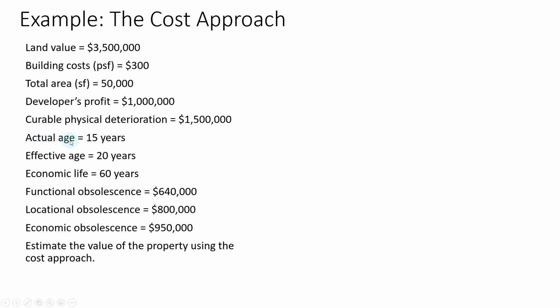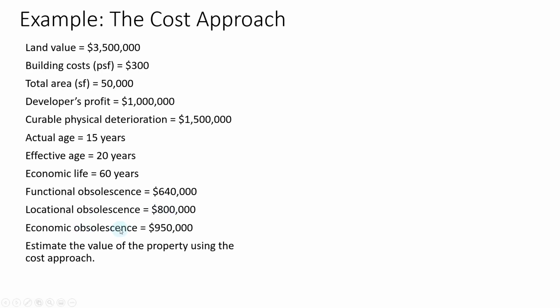Then we have the actual age of the property, which is 15 years, but because of wear and tear, the effective age of the property is 20 years, and the economic life is 60 years. The functional obsolescence is $640,000. This is the measure of the loss in value due to a design that is different from that of a new building constructed with an appropriate design for the intended use of the property. The locational obsolescence estimate here is $800,000. This is a measure of a loss in value that can happen after the building was constructed, which could have changed the desirability of the location for that existing use.